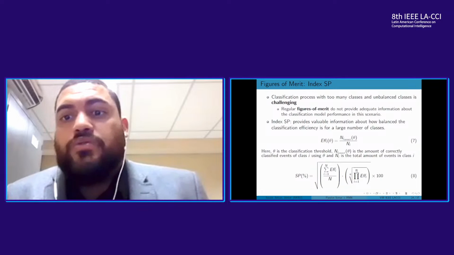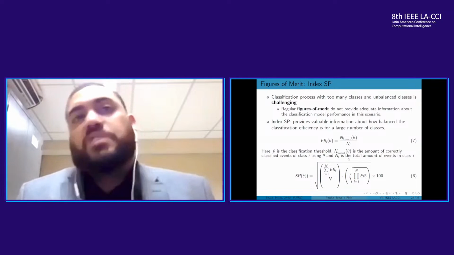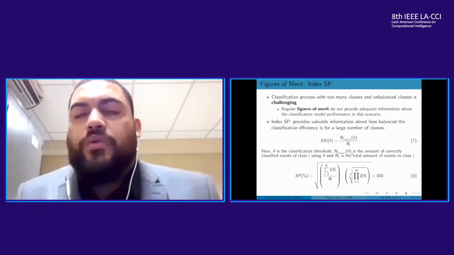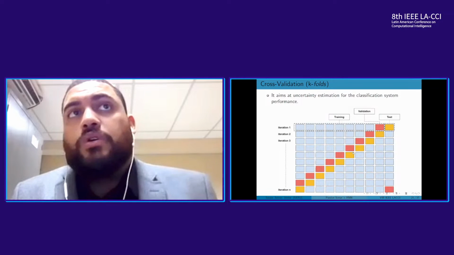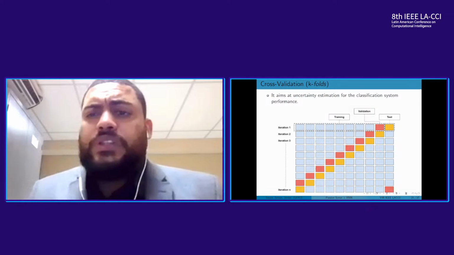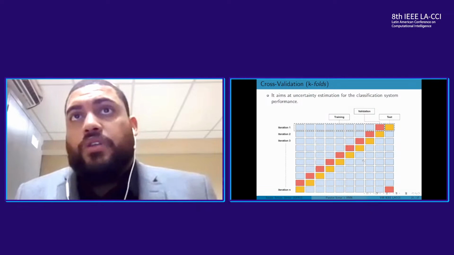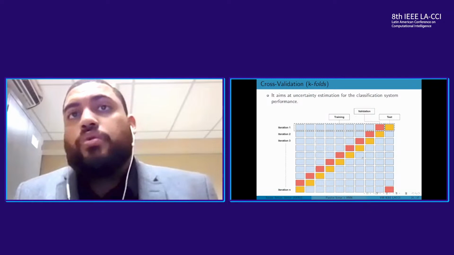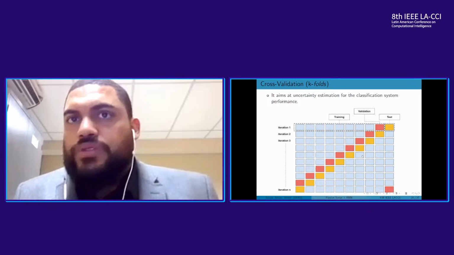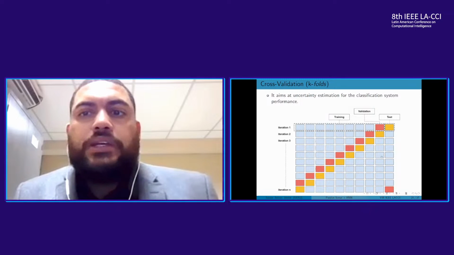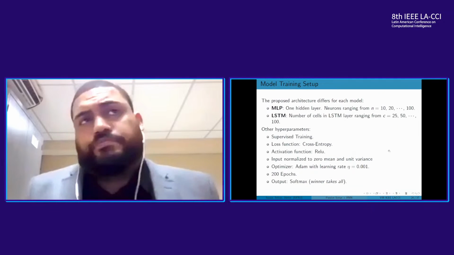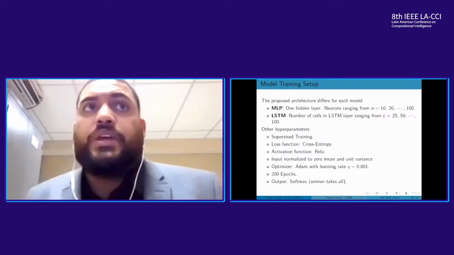So that's the point. We're trying to implement this, and this is a little bit more sensitive once we compare with the accuracy. We also implemented the cross-validation method to estimate the statistical uncertainty of our modeling. We implemented here the K-folds, with 5 folds, to understand and try to estimate the statistical uncertainty.